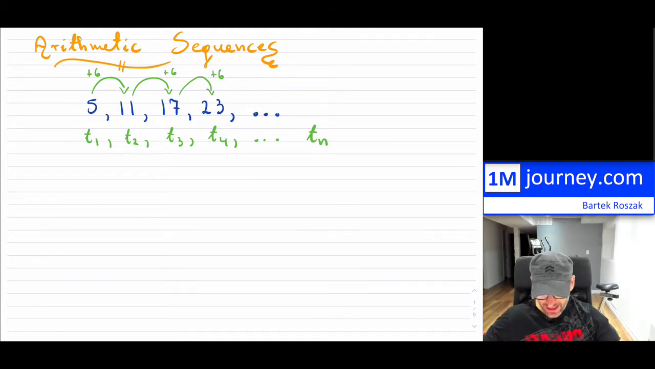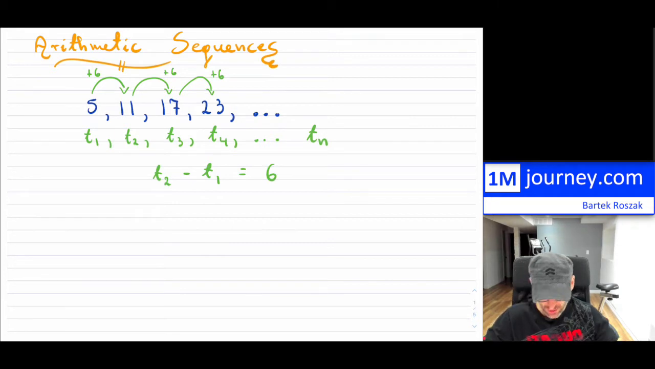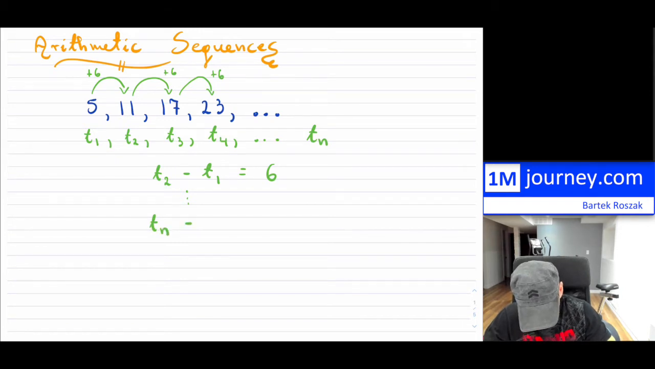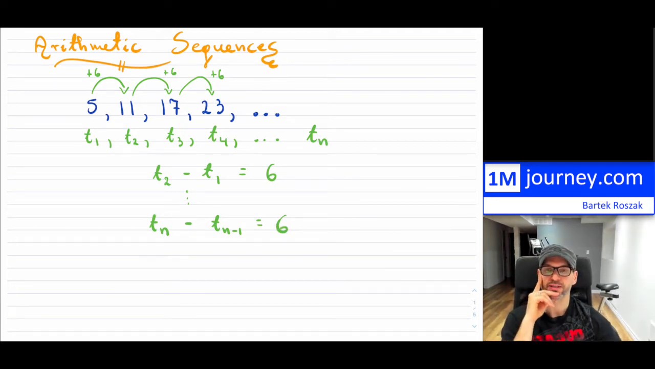So we can take any 2 terms. For instance, if I take term 2 and term 1, I notice that my difference between them is going to be 6. And if I continue on, and if I take any term n and I subtract the previous one, so n minus 1, I'm still going to get 6. So no matter what I do, this is what I will have.